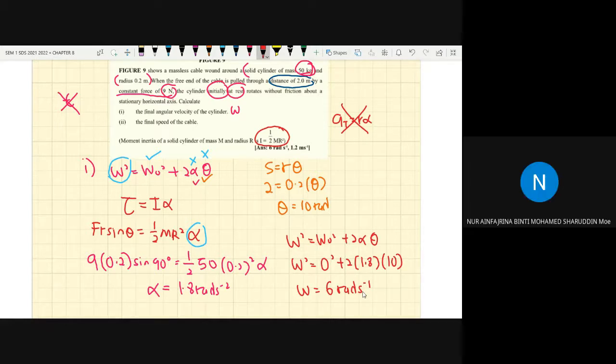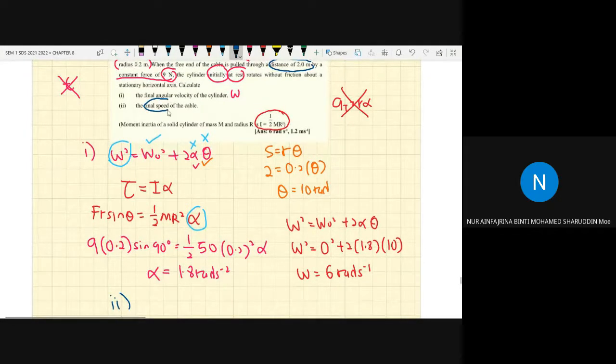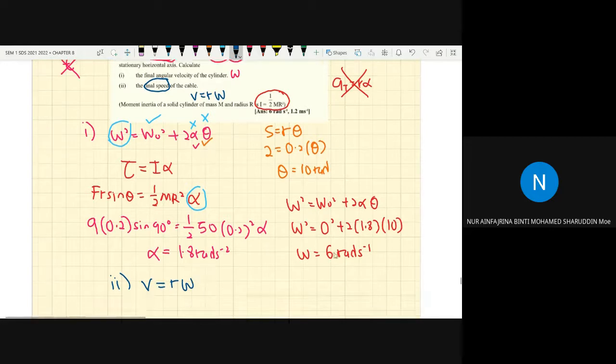Okay, number 2. I want you to try by yourself. It asks for the final speed of the cable. Final speed, what is its symbol? V. How do we find the final speed of the cable? From rotational, how do you make it linear? V equals R omega? Smart, exactly. Easy. V equals R omega. You already know this formula. Then your R is 0.2, your omega is 6. Press the calculator, you will get 1.2 meter per second. That's all. Okay, can? Can.